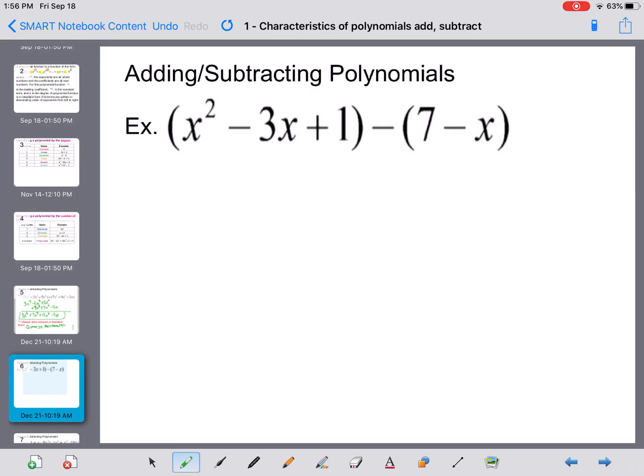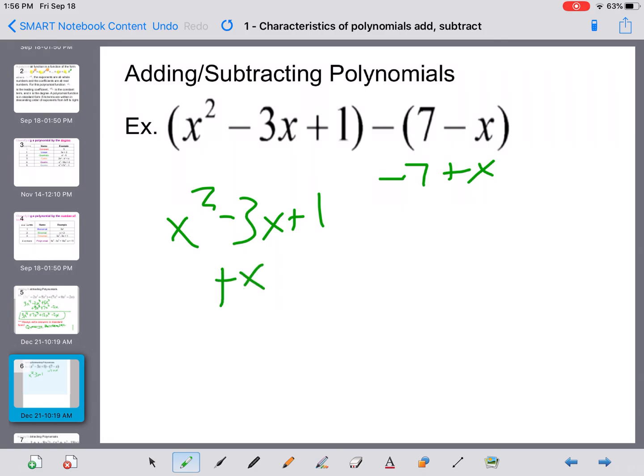So we can still do the same thing, but we're going to distribute the negative first, or that's how I approach it. And then now it's a combining like terms problem. So we're going to rewrite the first one in standard form, which it already is. And then we're going to put these in the vertical columns along with where it's supposed to go.